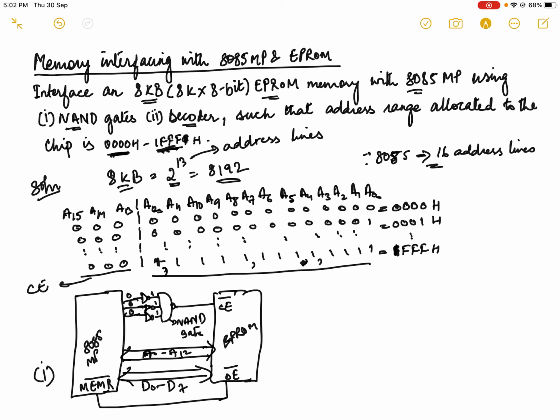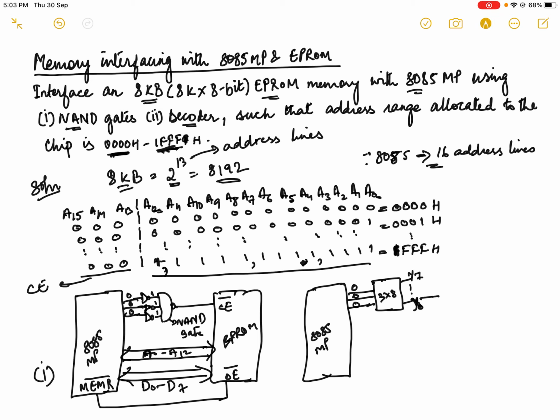The second one, using a decoder, is similar to this. I'll draw an 8085 microprocessor here. This time I'll use a decoder. Since there are 3 address lines which I have to use, I'll use a 3x8 decoder, meaning 3 inputs and 8 outputs. The outputs go from Y0 to Y7. Here 0 0 0 means Y0 is chosen; if you put 1 1 1, the Y7 output will be chosen.